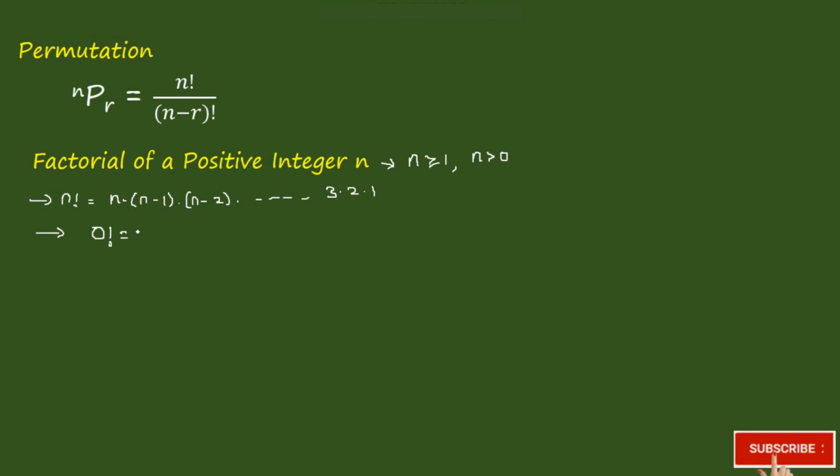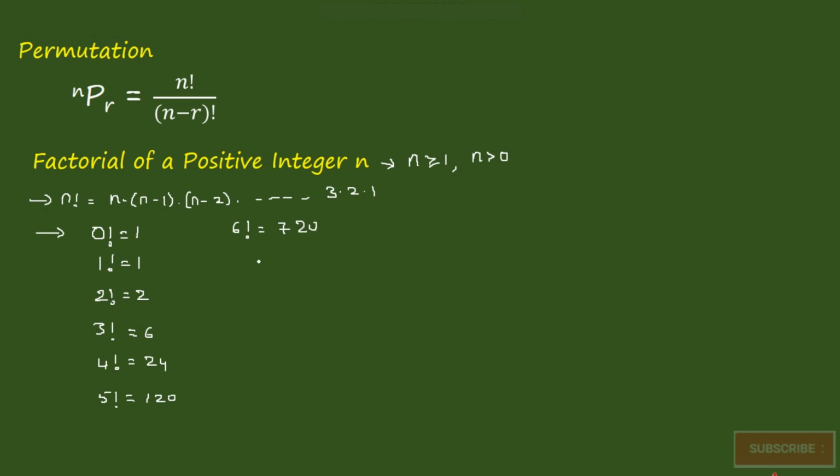We know that 0 factorial is equal to 1, 1 factorial is equal to 1, 2 factorial is equal to 2, 3 factorial is equal to 6, 4 factorial is equal to 24, 5 factorial is equal to 120, 6 factorial is equal to 720, 7 factorial is equal to 5040, 8 factorial is equal to 40320, 9 factorial is equal to 362880, and 10 factorial is equal to 3628800. You have to remember the factorial values from 0 to 10.